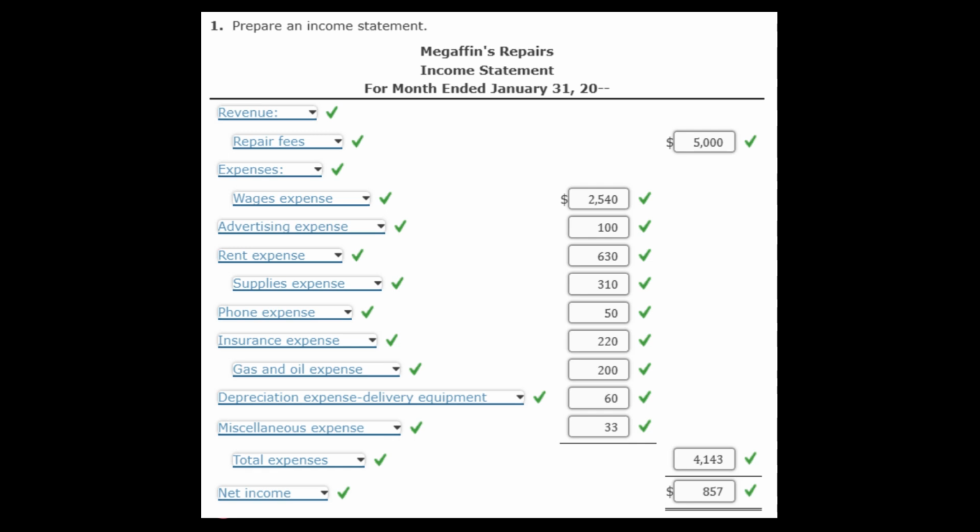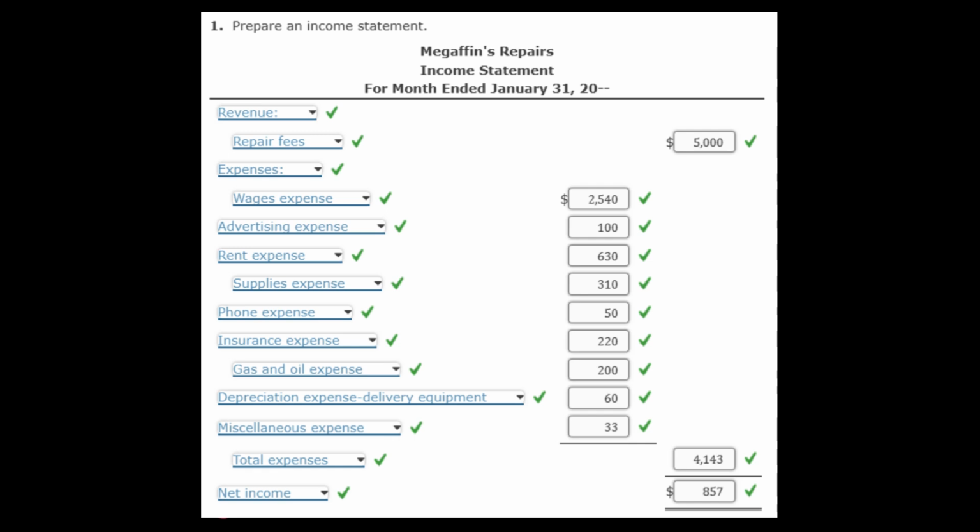first. So remember that income statement is revenue minus expenses, gives us either a net income or a net loss, depending if it was positive or negative. Okay, so looking at McGaffin's Repairs, I have an income statement for the month ended January 31st. So like I said, first goes revenue. So for this company, it's repair fees that are the revenue. So I have $5,000. You will need to scroll up and use the blue chart to find the revenue.